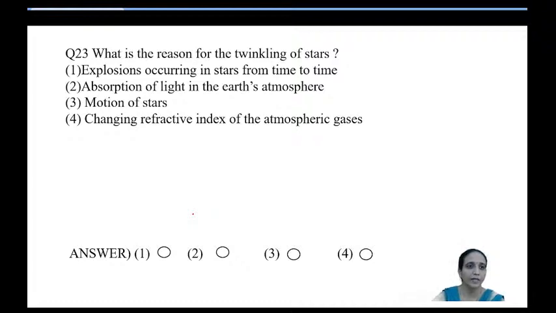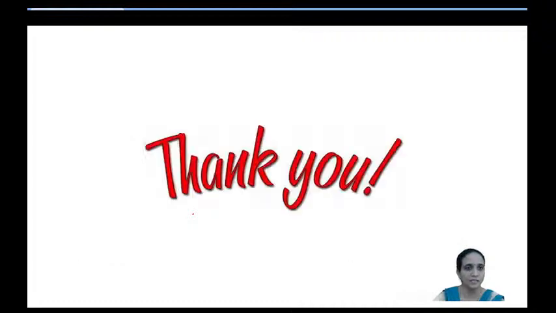Question number 23. What is the reason for twinkling of stars? First option is explosions occurring in the stars from time to time. Second one, absorption of light in the Earth's atmosphere. Third one, motion of the stars. And fourth one, changing refractive index of the atmospheric gases. So the correct reason over here is the fourth option, changing refractive index of the atmospheric gases.